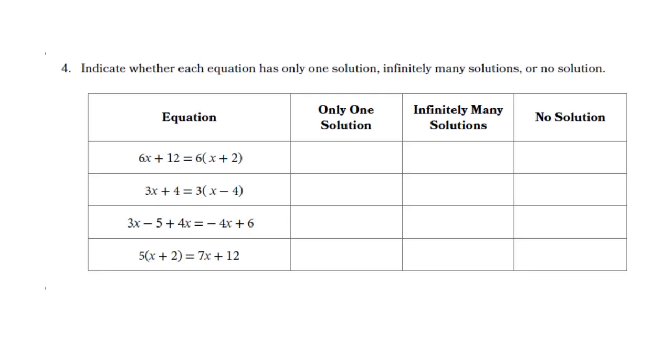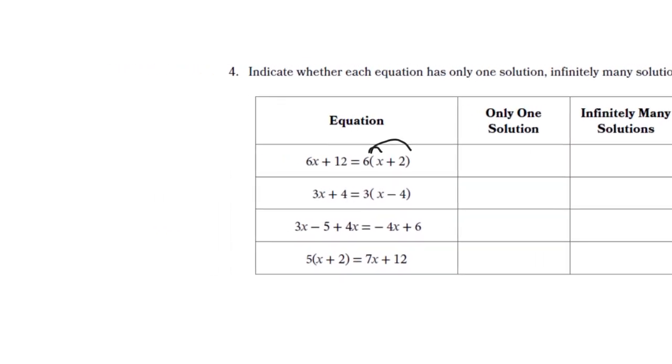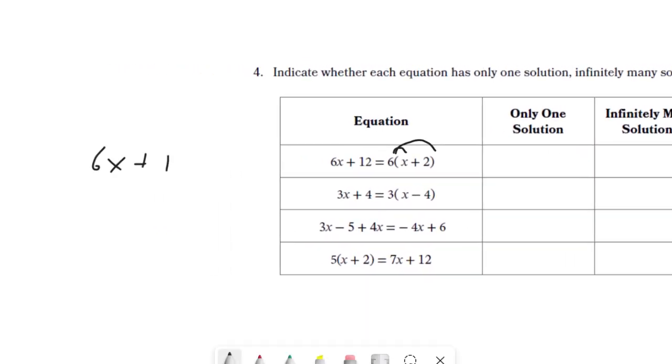All right, for this problem, it says indicate whether each equation has only one solution, infinitely many solutions, or no solution. So what we're basically going to do is solve each of these equations. We start with distributing if need be. So we're going to go ahead and distribute the 6 over x and 2. We are going to get 6x plus 12 equals 6x plus 12 for the first one.